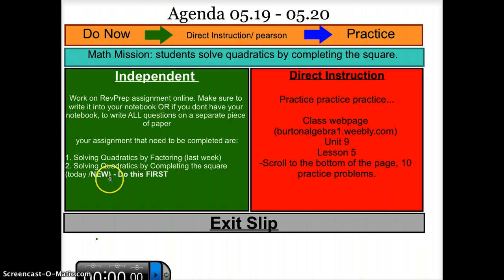Get your notebooks out, piece of paper for either one. You're going to need something to write on, so go and get something out to write with, and let's get to work.